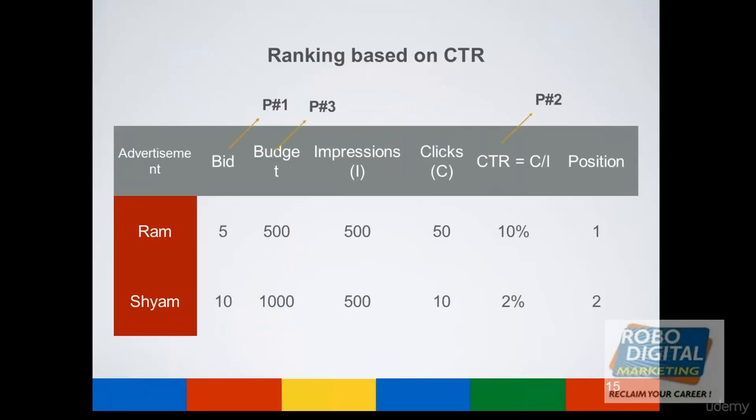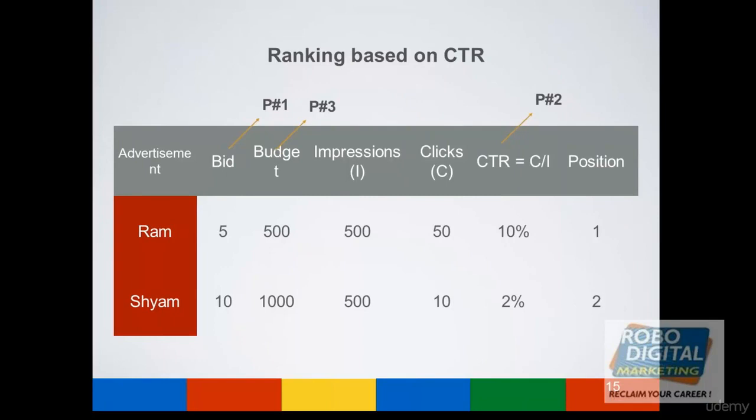Next, Ram and Sham, the budgets are the same. But if you look at the metrics, Ram has a CTR of 10%. How we calculate CTR is impressions and clicks. His ad is shown 500 times and it is clicked 50 times. Sham's ad is shown 500 times and his ad is clicked 10 times. So CTR is 10 upon 500 in the second case, that comes out to be 2%, and in the first case 50 upon 500, that comes out to be 10%.